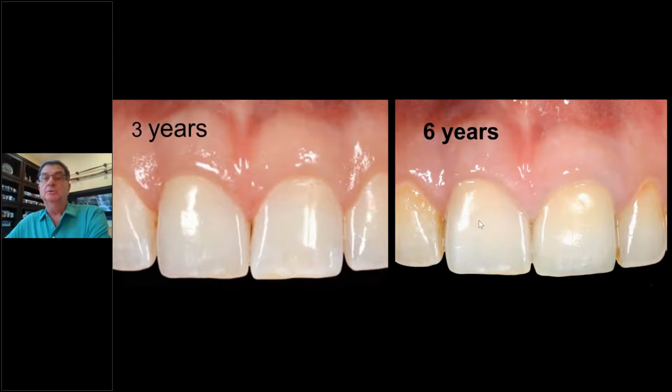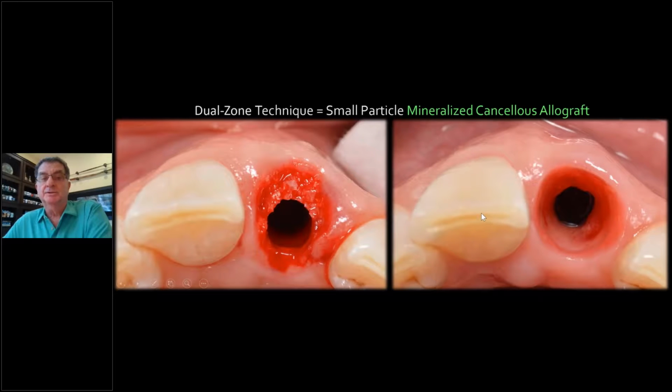So the dual zone mineralization, today we use Mineras, which is a very good bone graft material. It's an allograft by BioHorizons, small particle, and that seems to work out quite well. As you see here, it's mineralized cortical cancellous bone, or cancellous bone, and that's what we do.